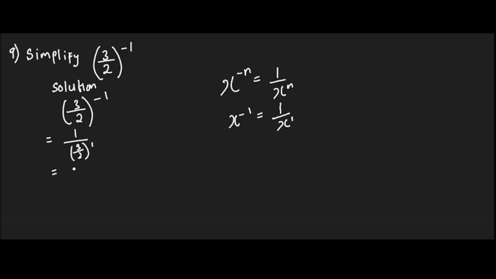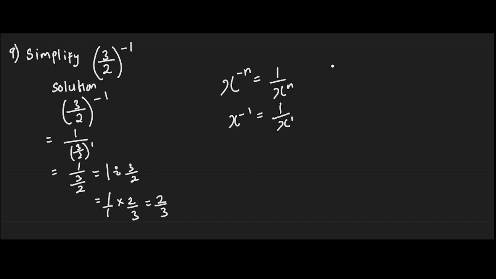And this is going to give us 1 over 3 over 2, which is the same thing as 1 divided by 3 over 2. We change this to multiplication, 1 over 1 times 2 over 3. And this is going to give us 2 over 3. Now I'm simplifying: 3 over 2 raised to power minus 1 is going to give us 2 over 3.